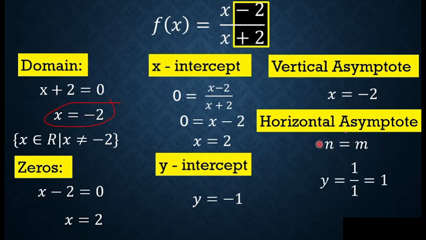For the horizontal asymptote, check the degree. The numerator x has degree 1, and the denominator also has degree 1. So get the leading coefficients, 1 and 1, so 1 divided by 1. Our horizontal asymptote is y equals 1.